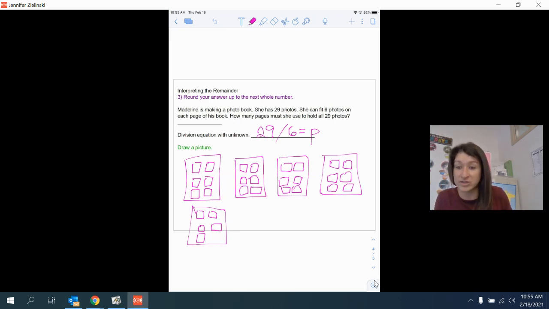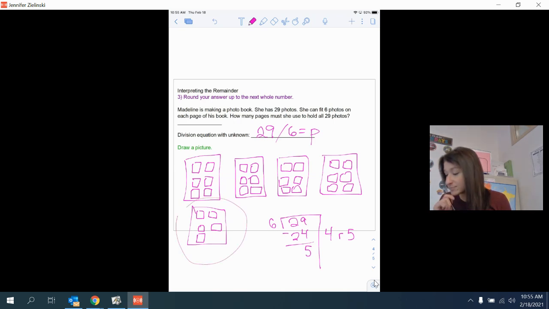You can use a picture, or you can certainly use one of your methods. Let's see if the picture matches what we get. How many 6s fit into 29 without going over? 4. 6 times 4 gets me 24. When I subtract, I have 5. So my answer is 4 remainder 5, which is exactly what my picture represents here. I've got 4 sixes and then 5 left over.